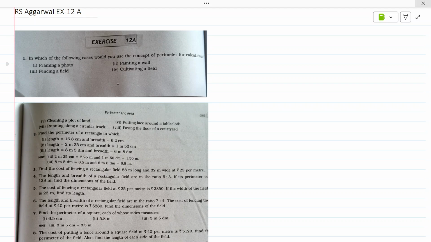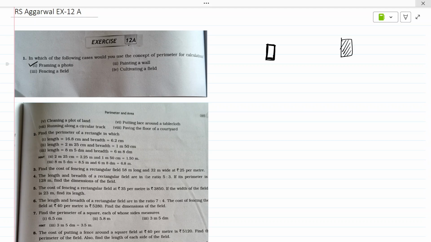Perimeter is the boundary of any closed surface. Okay, so the first one is framing a photo. So when we have to frame a photo, let's say this is the photograph and you have to frame it. So here we are talking about the circumference because around this the photo will be framed. We have to put the frame outside the borders. Okay, so yes, the first part talks about perimeter. Second, painting a wall. When we paint a wall, we paint inside it, so it is more of area. Okay, so painting a wall is not a concept of perimeter.